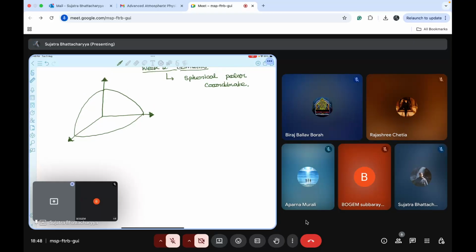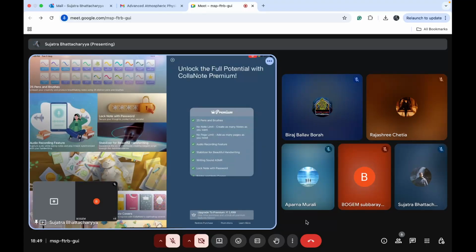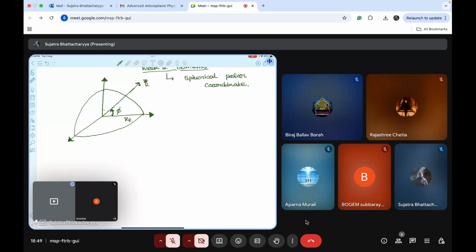Okay, so this is your z direction, which is away from the center. This is your z direction or k hat. Okay, and this is your phi. Not this one, I'm sorry. This one, from the center, this is the radius of the earth. Suppose this is your phi, the latitude. Okay, so this part is your y direction, and this is your x direction.